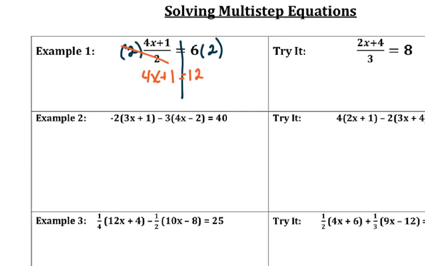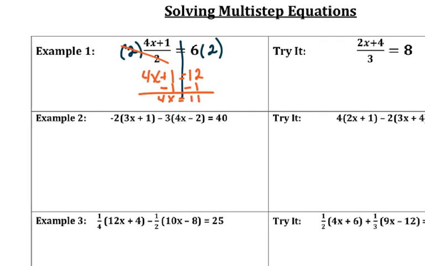So now we have a very easy two-step equation, which is exactly what you did all last week. This plus 1, we would move by subtracting 1. We always move the constant first. That's the number that's by itself. So that leaves me with 4x equals 11.